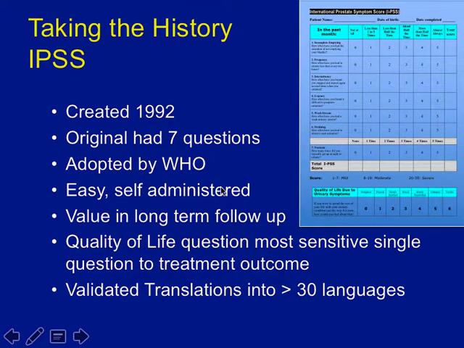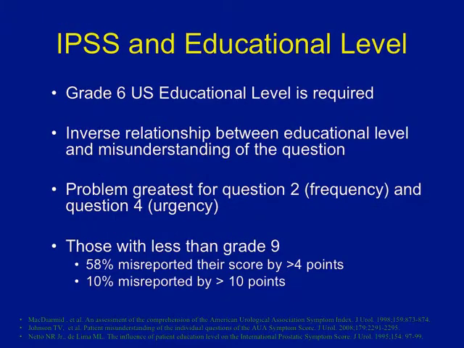Now, we're really familiar with the IPSS, created 1992, adopted by the WHO, validated into over 30 languages. But we know that the IPSS requires a certain educational level in order to answer it. You need at least a grade 6 US education level. And remembering that reading it and understanding what it's asking you are 2 separate things.